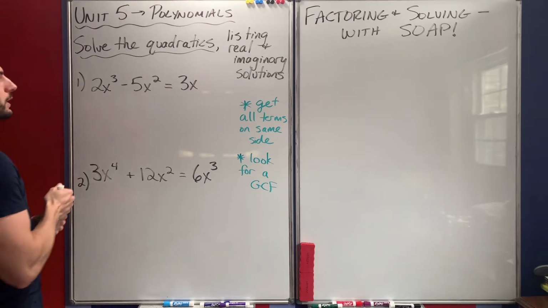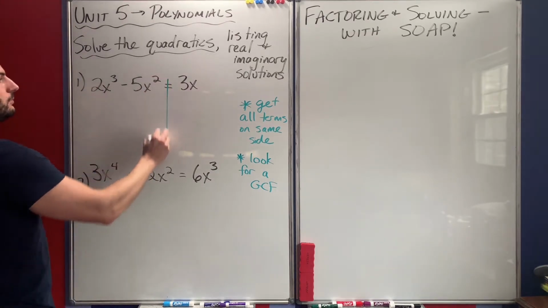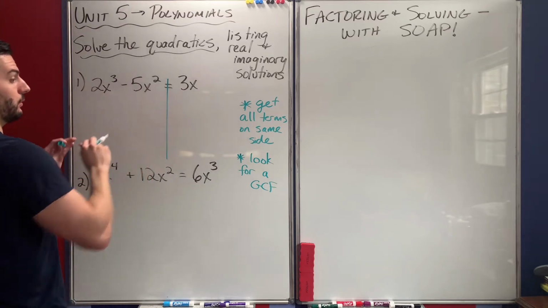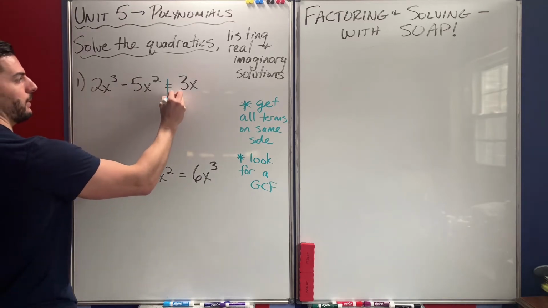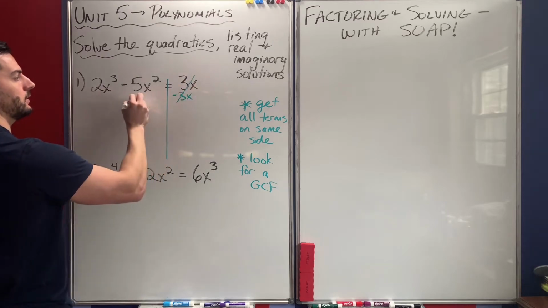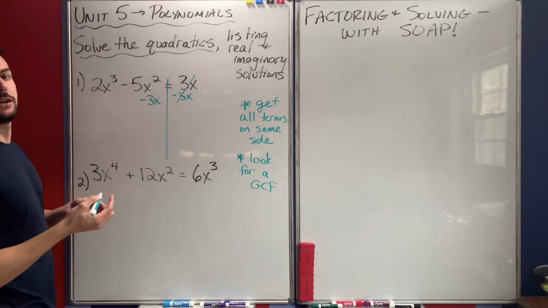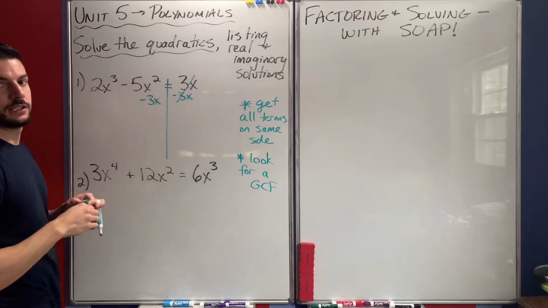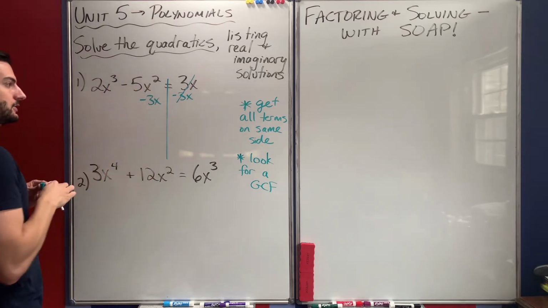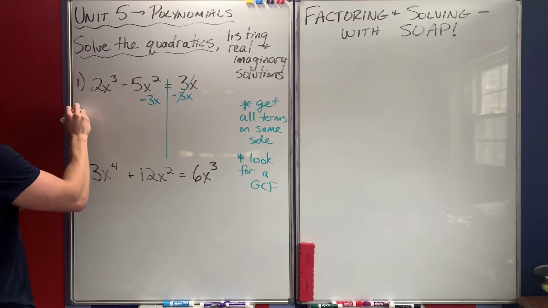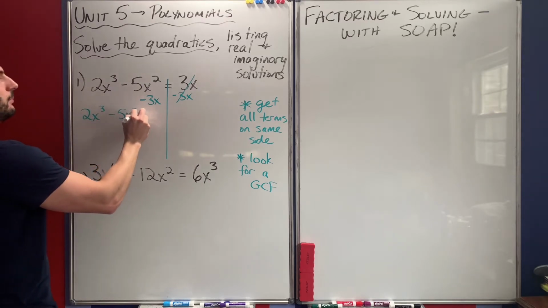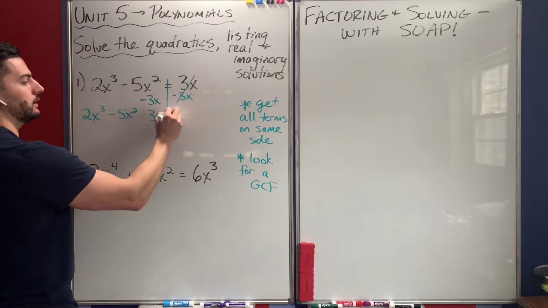So doing that for number one here, okay, we have 2x cubed minus 5x squared equals 3x. Okay, so again, I want to get the terms on the same side. So I'm going to subtract this 3x. And I would combine it with one of these two, but these two have different exponents than this one. So in that case, I would just write it as its own separate term in this group. So it becomes 2x cubed minus 5x squared minus 3x equals 0.